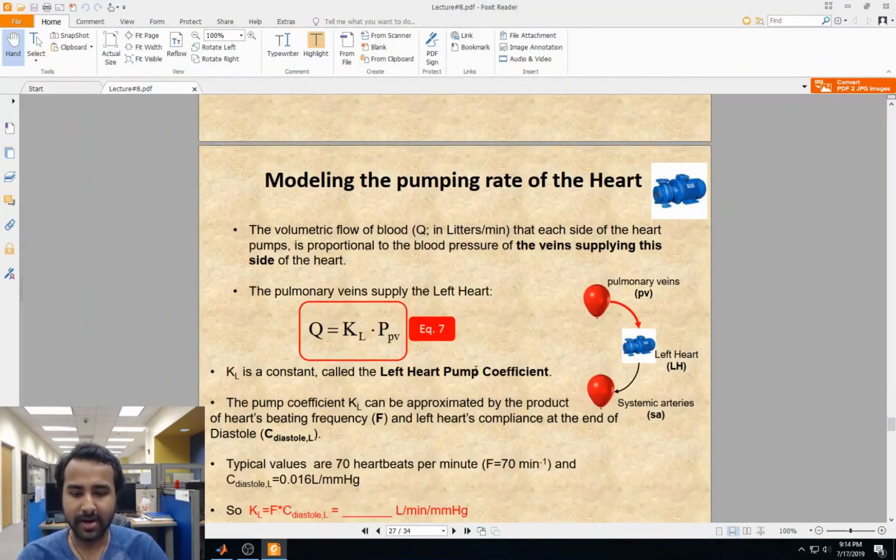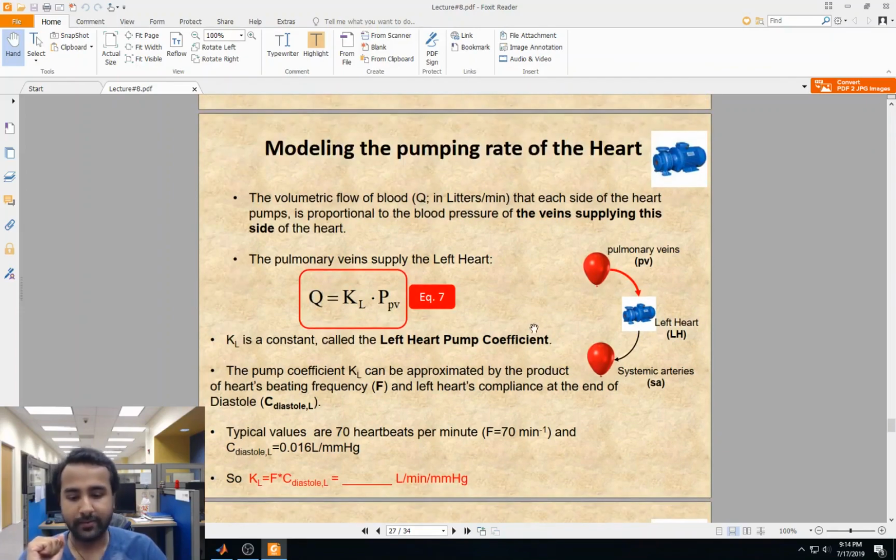Now let's talk about how we're going to model the actual heart itself. So we said the heart is like a pump. So the volumetric flow of blood, calling that Q, that each side of the heart pumps is proportional to the blood pressure of the veins supplying that side of the heart. So we're going to use a very simple equation where we're going to say, okay, depending on how much pressure is entering the heart, if you multiply that pressure by some sort of constant, we're going to call the pump coefficient, that should stay constant, and we're going to call that Q.